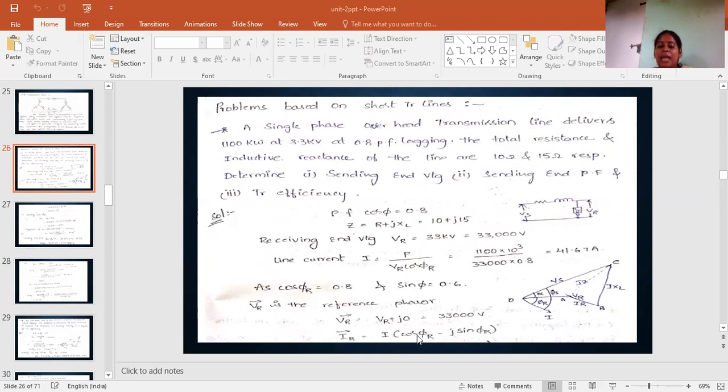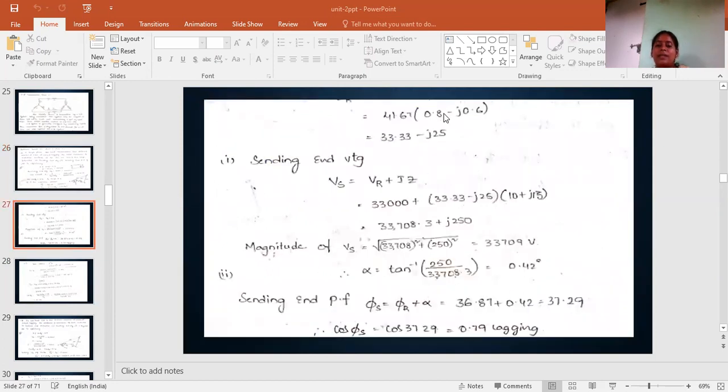And IR is lagging, so IR at an angle of minus phi r, so I into cos phi r minus j sin phi r. We can substitute the values and get the IR value in vector representation form. So first thing, finding the sending end voltage. Sending end voltage Vs equal to VR plus I into Z. We know that formula. Substitute the values and we can find out the Vs value.